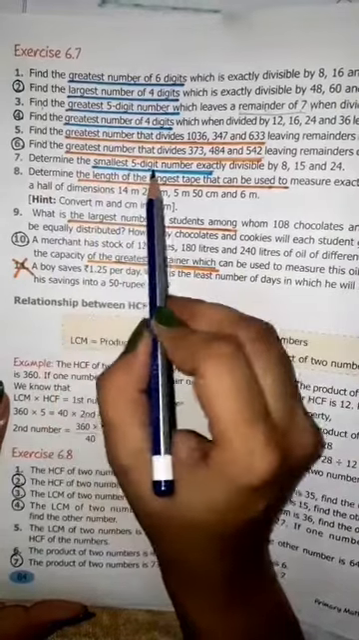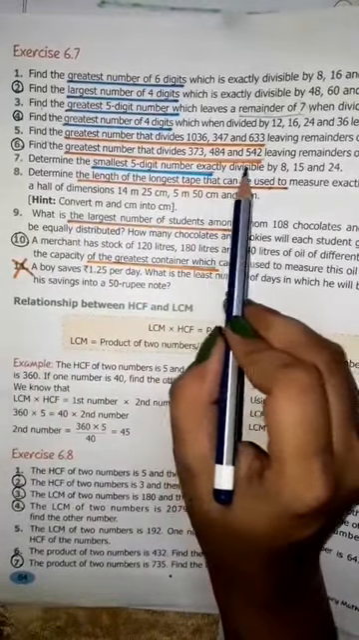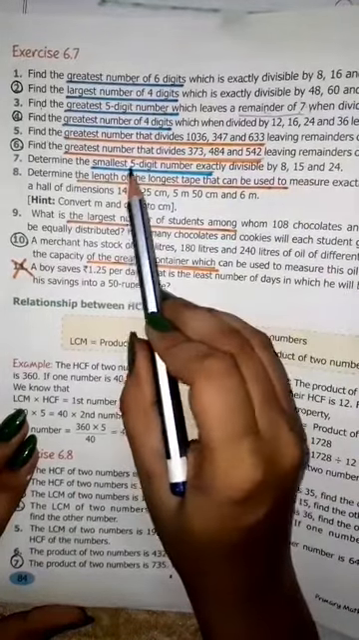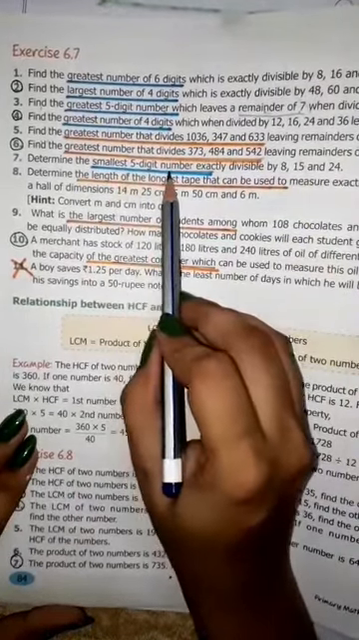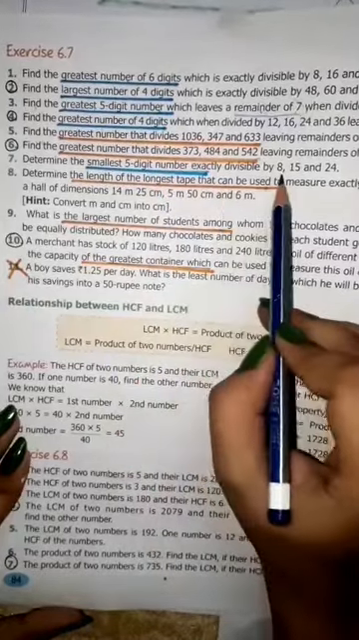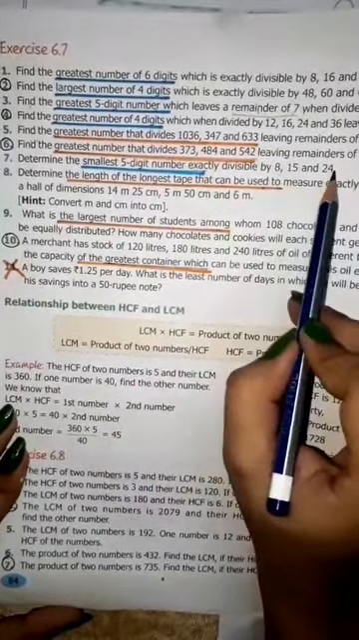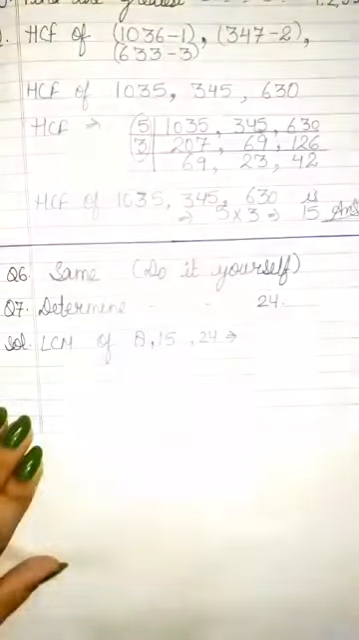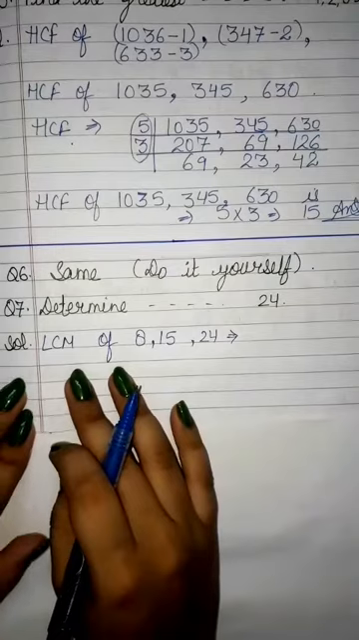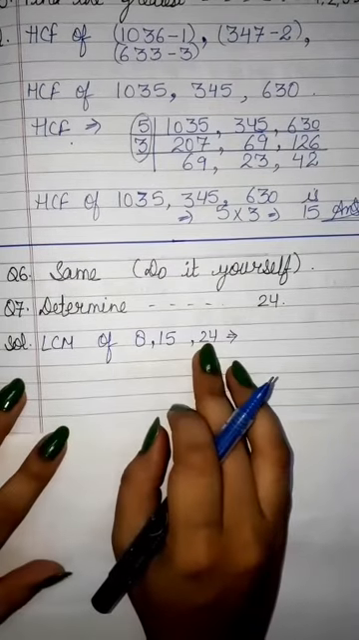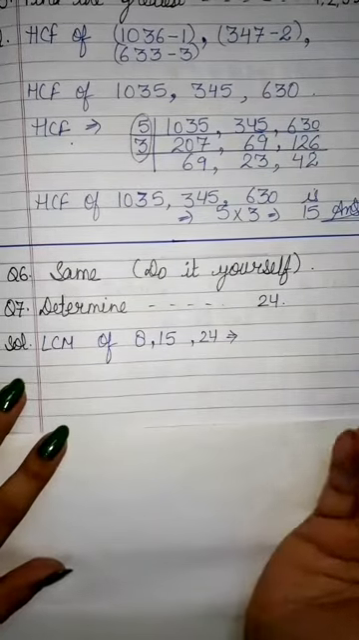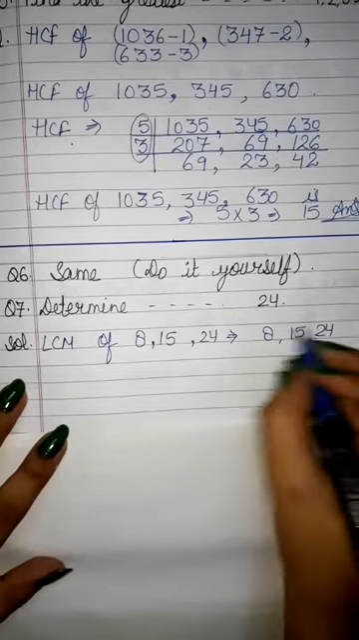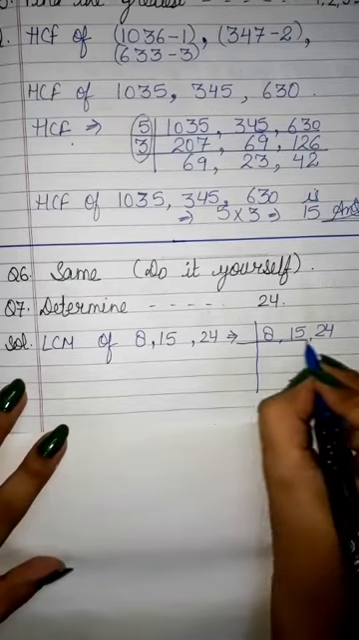Determine the smallest 5-digit number exactly divisible by 8, 15 and 24. Now in this question, you have to find that smallest 5-digit number which can be exactly divided by 8, 15 and 24. So in this also what will we find? LCM. Now the solution of 7. Find the LCM of 8, 15, 24. Again I tell you, you can use any method. 8, 15 and 24. I am doing by simple division method.